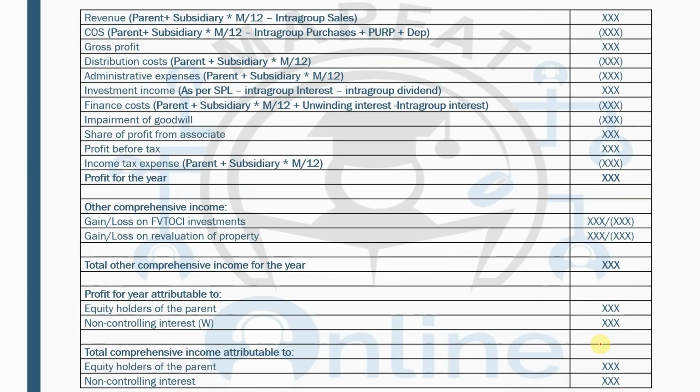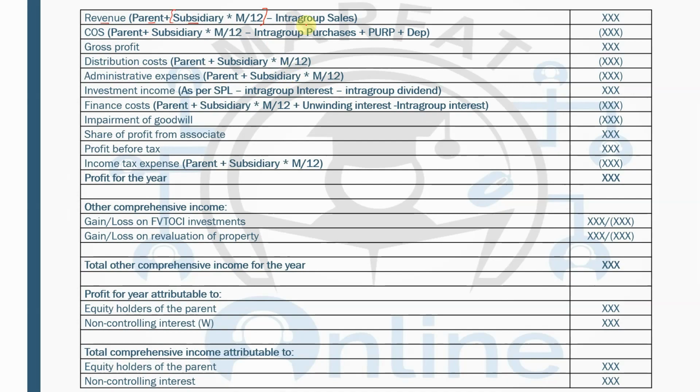Now this is the basic format right in front of you. There can be so many things specific to the exam question, but we are talking about currently the basic format. So first of all, you see the revenue. Take the revenue of the parent plus subsidiary, but remember you have to do it months by 12 if there is mid-year acquisition. And in the statement of financial position, you are removing the intra-group balances, receivables and payables.